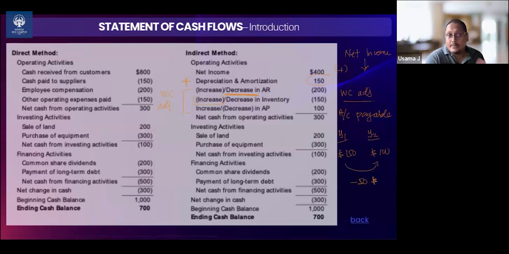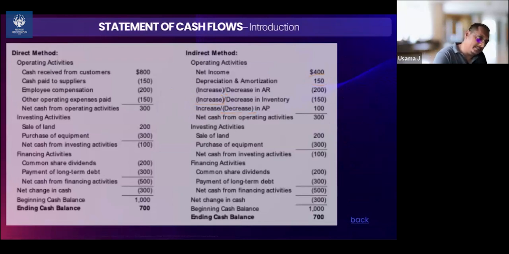150 I had to pay at the beginning of the year. I only have to pay $100 at the end of the year. What does that mean? $50 of accounts payable I have paid in cash during the year, which is why decreases in accounts payable you are seeing as a negative value. These are the working capital adjustments.